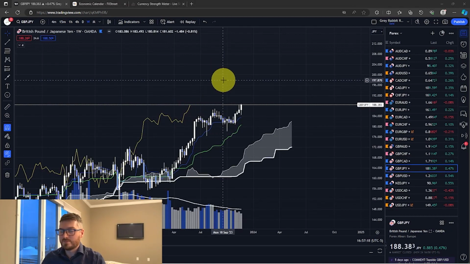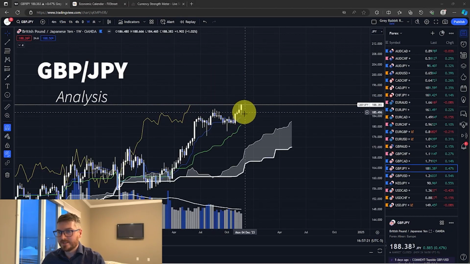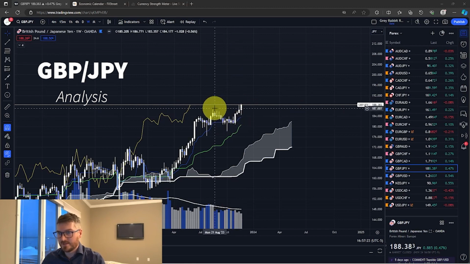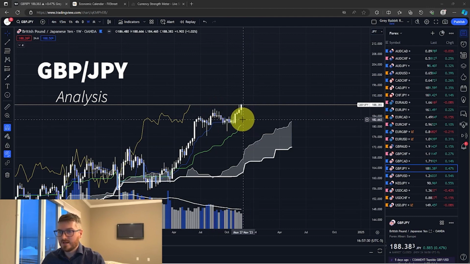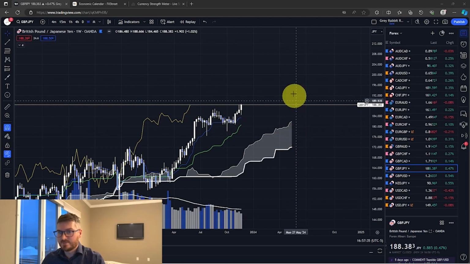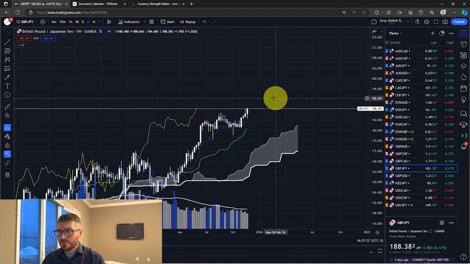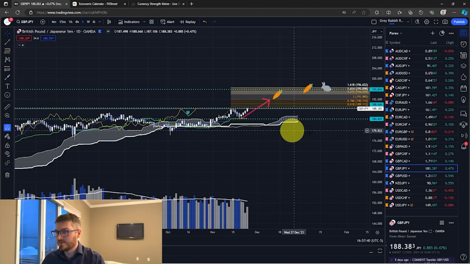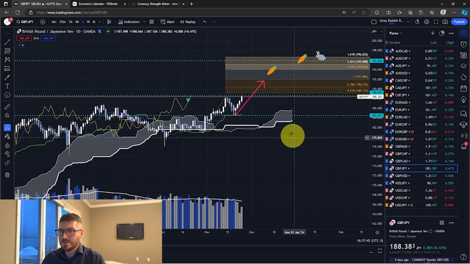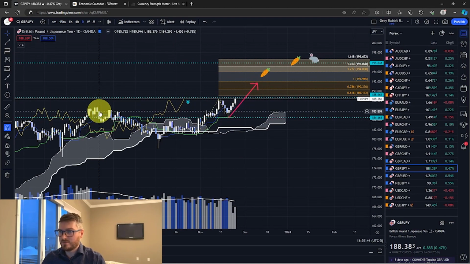All right, British Pound, Japanese Yen on the weekly. Guys, this is very bullish. Price has closed above this resistance level here, which is the 187 level. Price is above the Tenkan and the Kijun-sen. Everything's pointing up. Senkou Span A and B are up, so this is very bullish on the weekly. And if we go to the daily and I turn my drawings on, guys, we've had a breakout of this resistance level here.